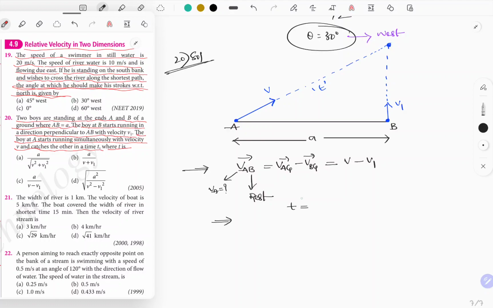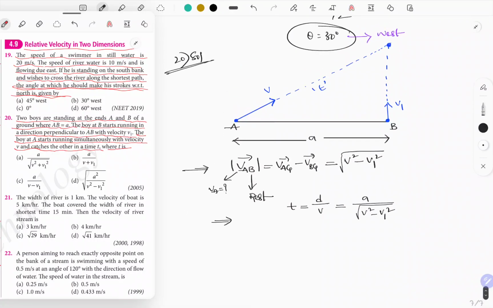Then time taken for the person to catch the person B is t is equal to distance by velocity. So what is the velocity? I have to find out magnitude, right? So this is the magnitude of velocity I am about to find out. Then it is going to be root of v square minus v1 square. So that is going to be the resultant velocity. So t is equal to d by v, which is equal to distance of separation d, then v is equal to root of v square minus v1 square.